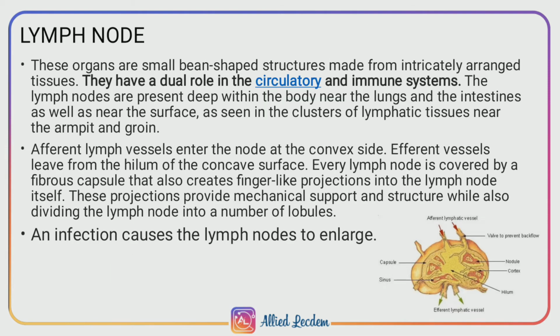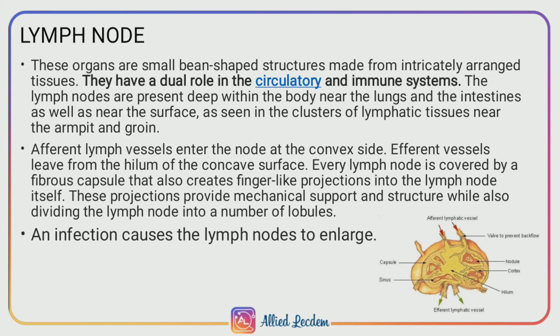Next, we'll see about the lymph node. These are small bean-shaped structures made from intricately arranged tissue. They have a dual role. As we know, the lymphatic system carries a dual role, both in the circulatory and immune system. These lymph nodes are present deep within the body near the lungs and intestine, as well as on the surface, as seen in the clusters of lymphatic tissue near the armpit and the groin.